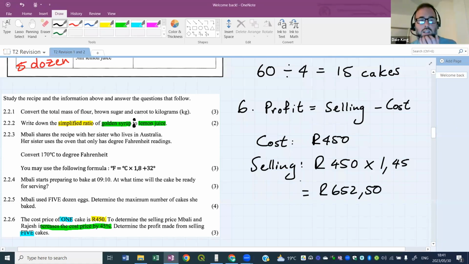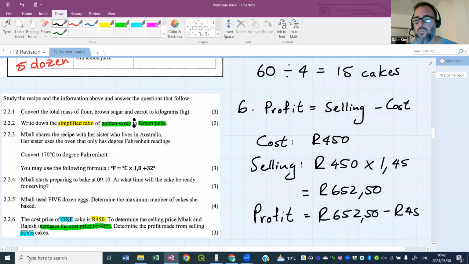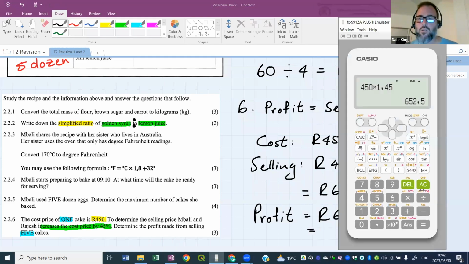So we've got our cost price and our selling price. Now we need to work out our profit. This is just one cake here, guys. Both of these are for one cake. Just remember that. We've got to think about 5 later on. Let's work out the profit for one cake. The profit, like we see in the formula, is your selling price, which is 652,5, minus your cost price, which is 450. That gives me 202,5.